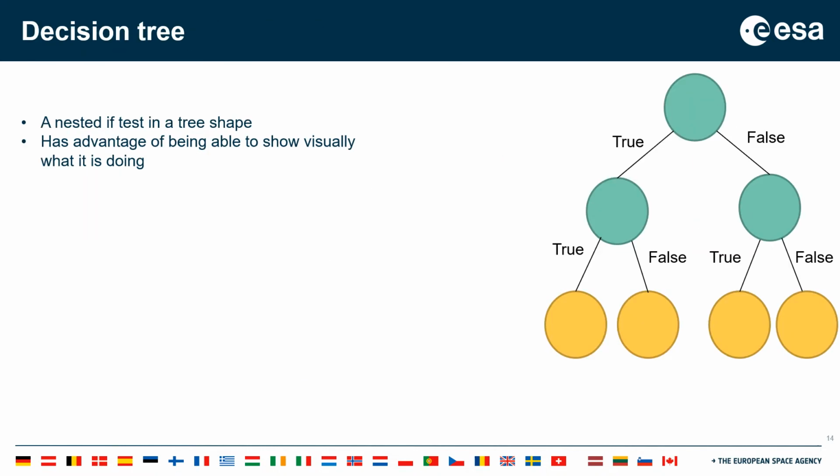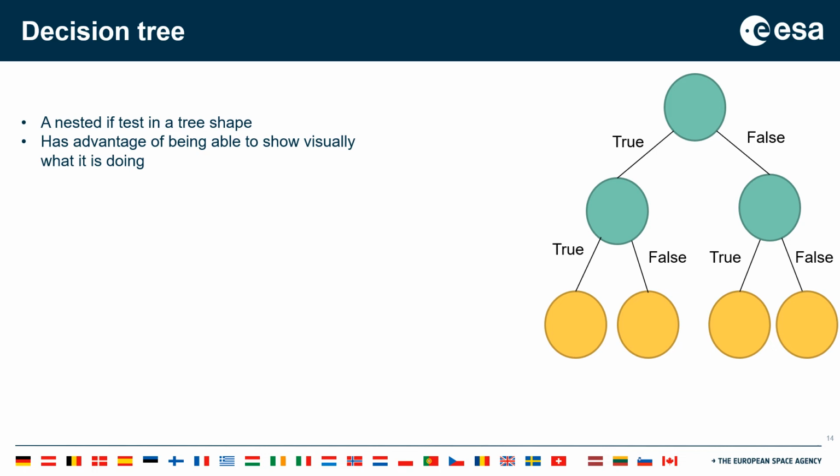This is the decision tree. This can be considered a nested if test in a tree-like shape. So it looks at some of the features, say if the elevation is higher than a number. If it is higher than a number, it goes to true and it moves to the one green circle, and then another feature, or the same feature, would check if that is smaller or bigger than a number, and then determine it from there.